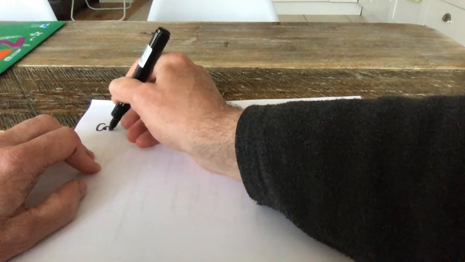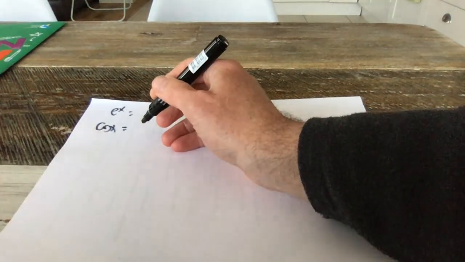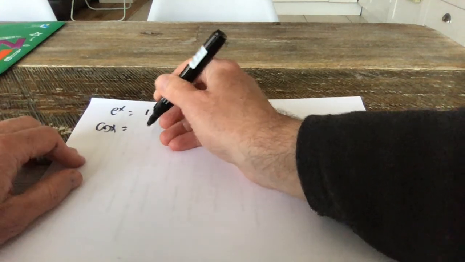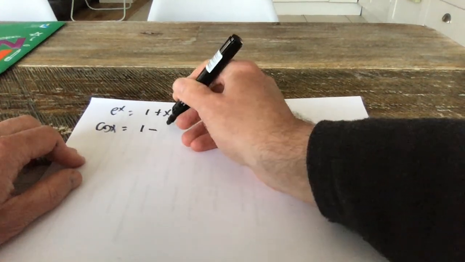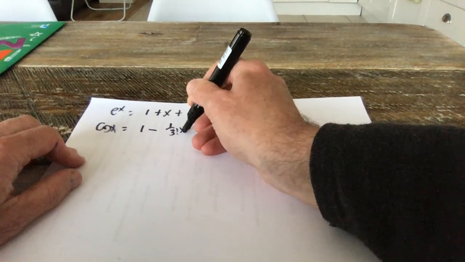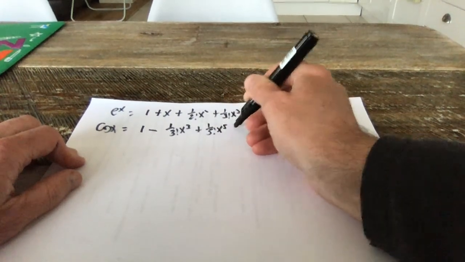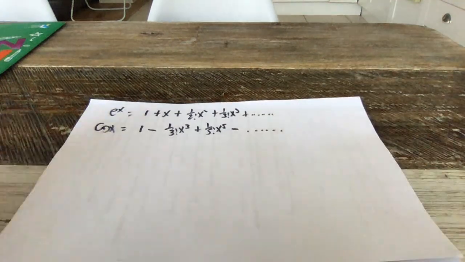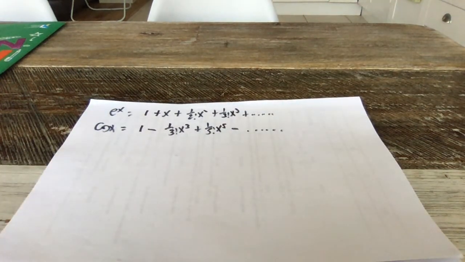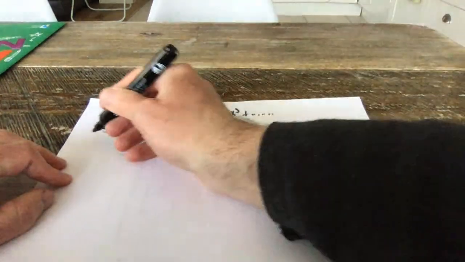Cos x is 1 minus 1 over 3 factorial x cubed plus 1 over 5 factorial x to the power 5 minus dot, dot, dot, because the next term is going to be minus. So this has alternating plus and minus terms. And sine of x is x minus, hang on, no, hang on a second.